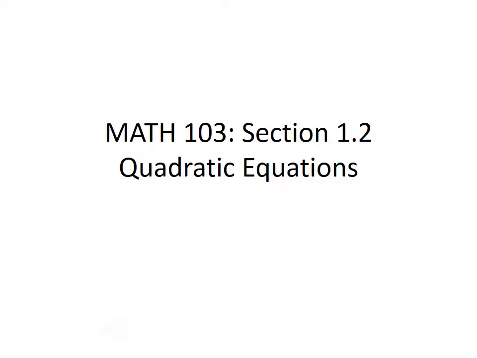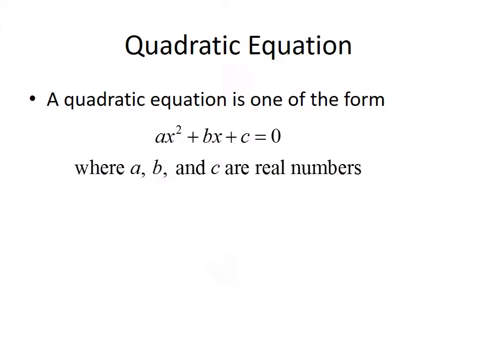In this lecture, we're going to talk about quadratic equations. First, let's look at the definition of a quadratic equation. A quadratic equation is one of the form ax squared plus bx plus c equals 0, where a, b, and c are all real numbers.